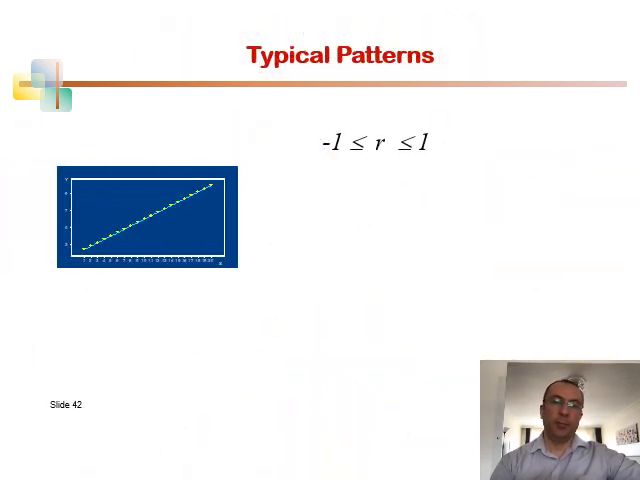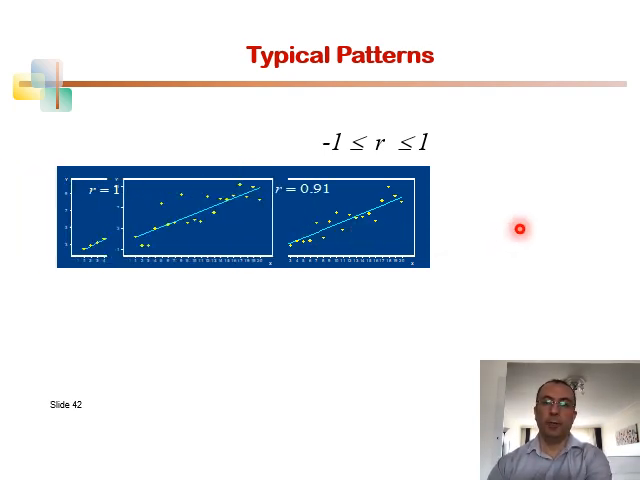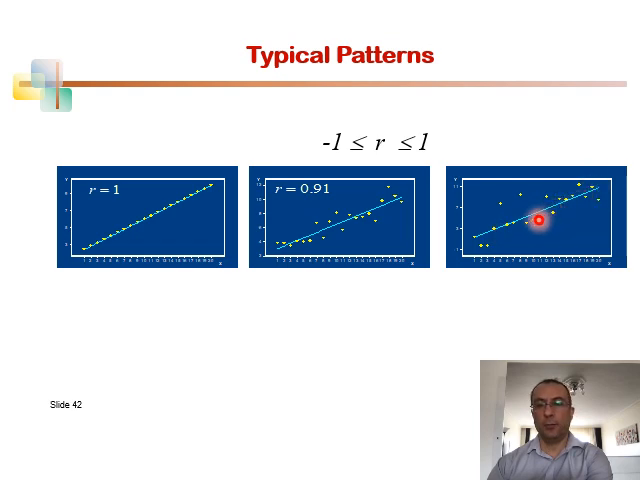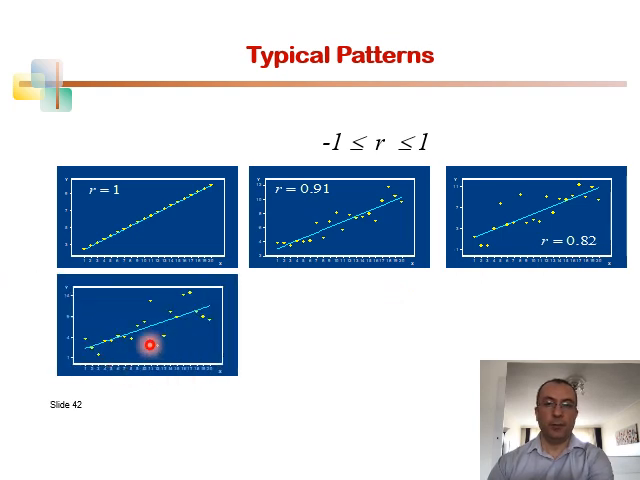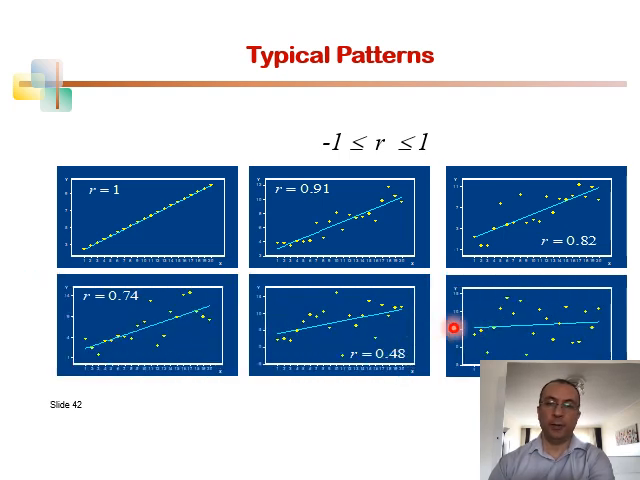So this one is an example. This is R equals 1, the first one. That one is R equals 1. This one is a strong positive relationship, R equals 0.91. This one is also strong, but not as strong as that one, so R equals 0.82. Now this one is again somewhat strong, R equals 0.74. This one is getting weaker, R is 0.48. This one is very weak, R is 0.1.